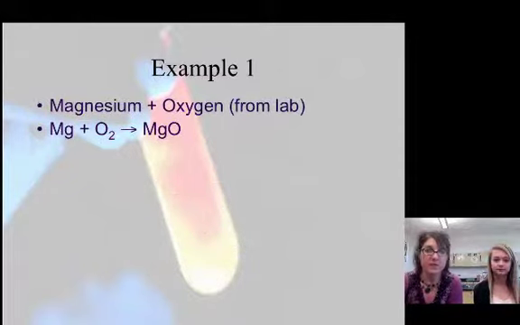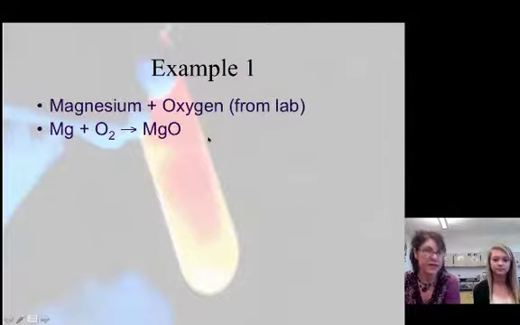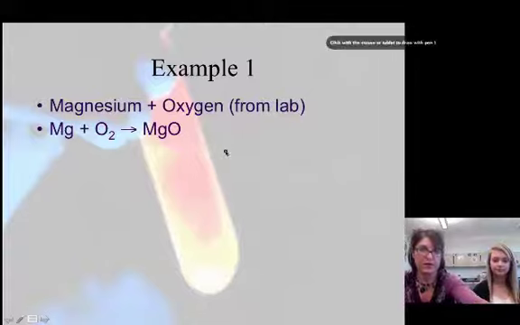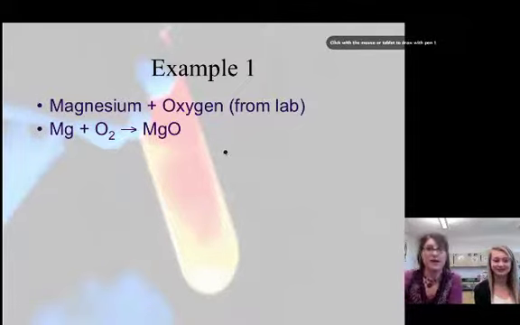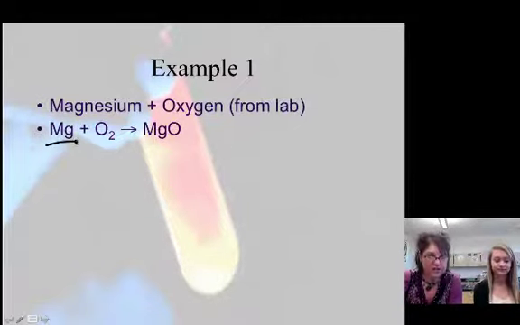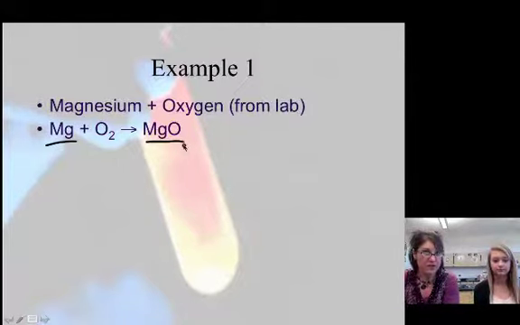Mm-hmm. Like this one. We saw this one in class. It was kind of fun. We put a strip of magnesium into a fire and we burned it. And that was the one where the flame was so bright you had to look away or it could blind you. So I remember that. Mm-hmm. And we know that magnesium was silver and shiny and flexible, and magnesium oxide was white and powdery and brittle. So it's definitely not the same after the reaction.